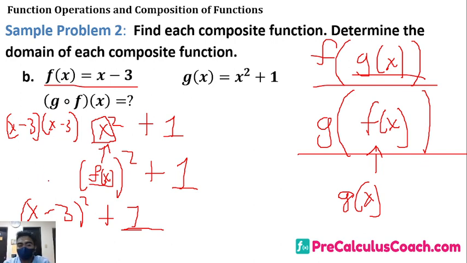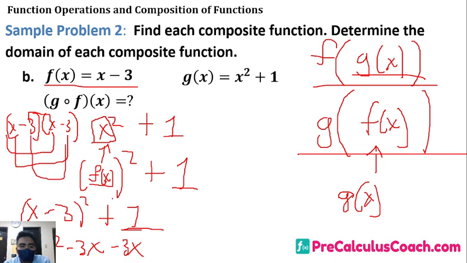And we know that when we FOIL this out, the first term is x squared. Outer term, x times negative 3, is negative 3x. Inner, negative 3 times x, is negative 3x. And last, negative 3 times negative 3 is positive 9. So with that case, what would be the best option to do? First is to square the first term, that is x squared already.